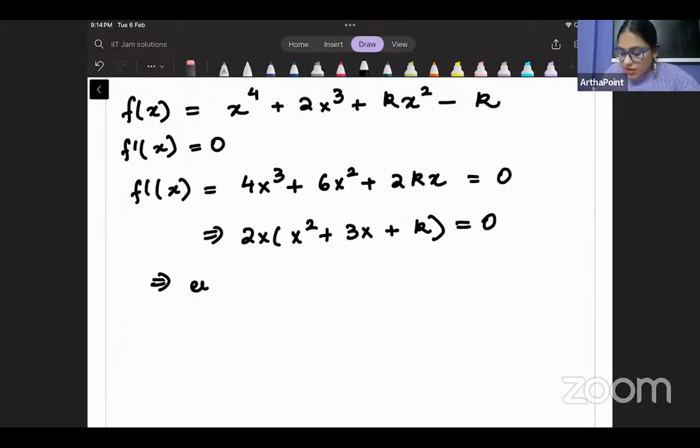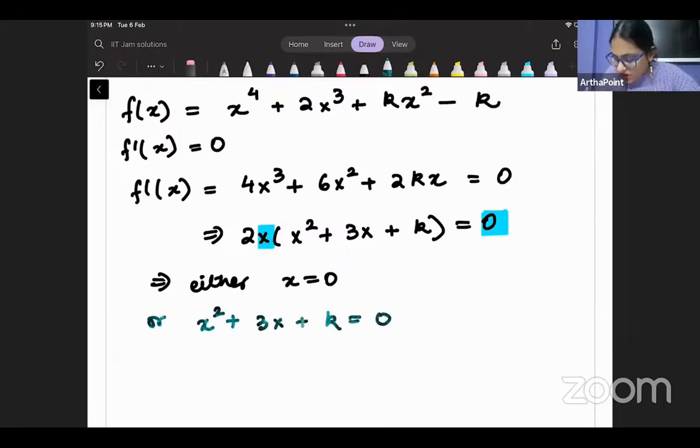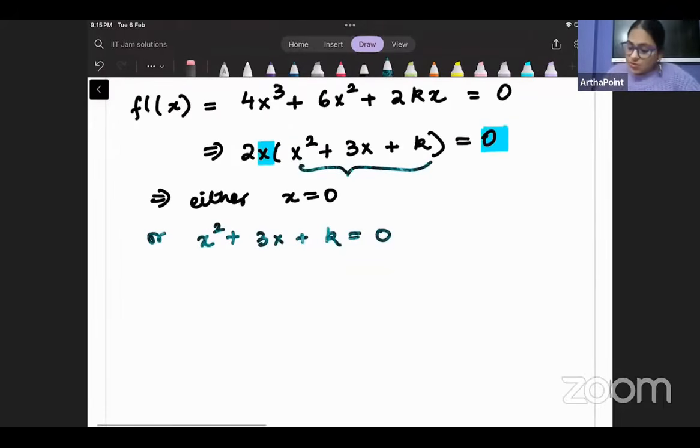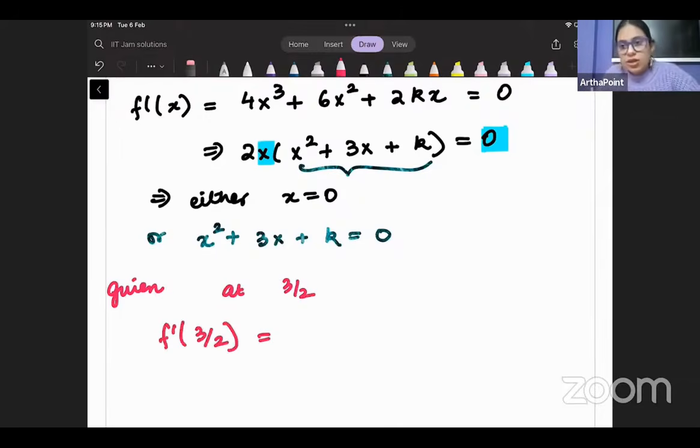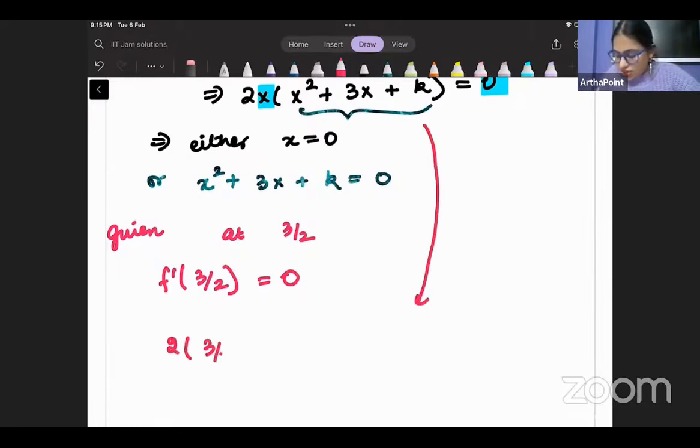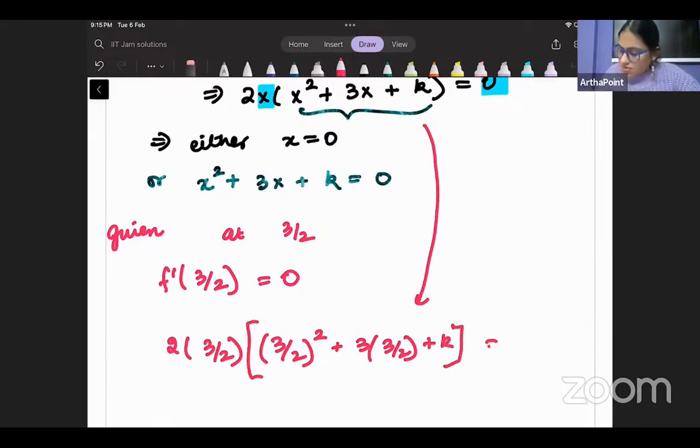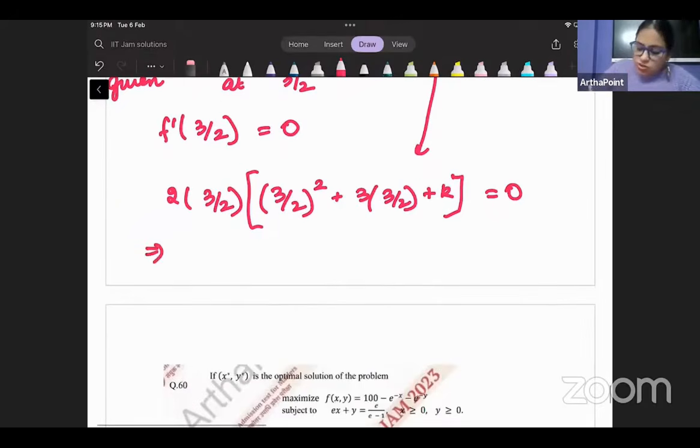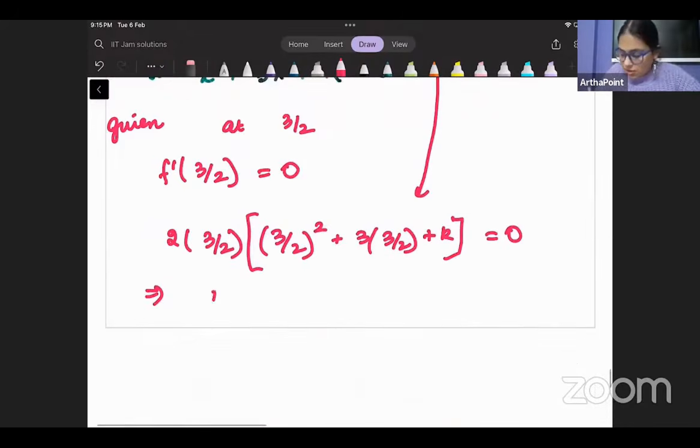Now when will this happen? Either x is 0, then it will be equal to 0, or x square plus 3x plus k is 0. Now listen to me. You are given that the function is minimum at 3 by 2. That means when we checked the derivative at 3 by 2, we must have got 0, only then a point of minimum is achieved. So when we plug 3 by 2 in place of x here, we get 0 in the derivative. So what will happen here? If I just solve this, what will we get? 9 by 4 plus 9 by 2 plus k equal to 0.